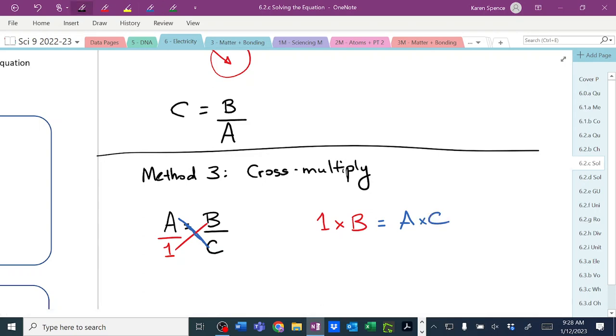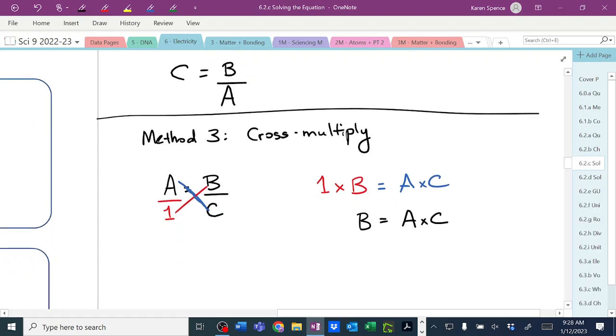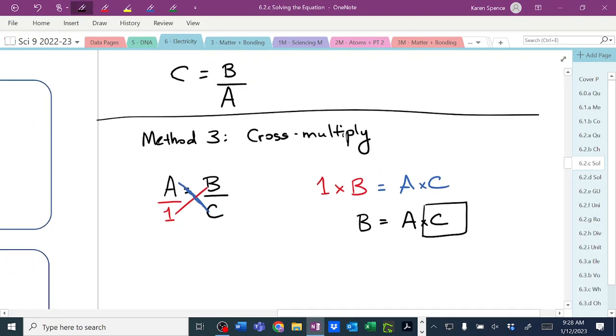And so now we have B is equal to A times C. Now we can't cross multiply anymore, right? There's nothing to cross. And we still need to get C by itself. So at this point, you would have to choose either to move it diagonally, or you would have to choose to divide both sides by C. Okay, so two ways of solving that.